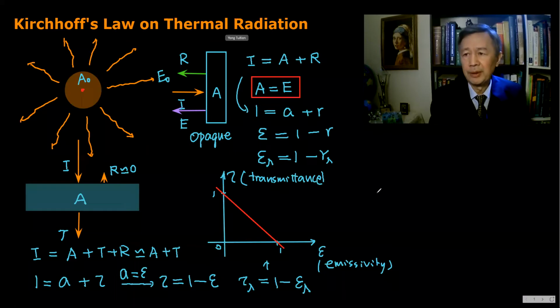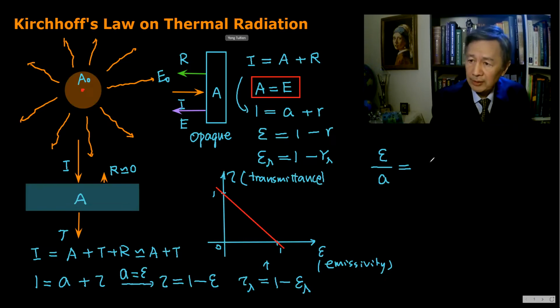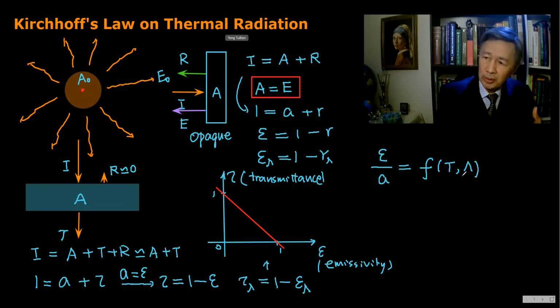So in general, if you look for the original paper by Kirchhoff, he argued that the ratio of the power of emission and the power of absorption, we can use A here, must be equal to a universal function F, which is just a function of the temperature of the material and, in this case, the particular wavelength. So this is the general form of Kirchhoff's law.